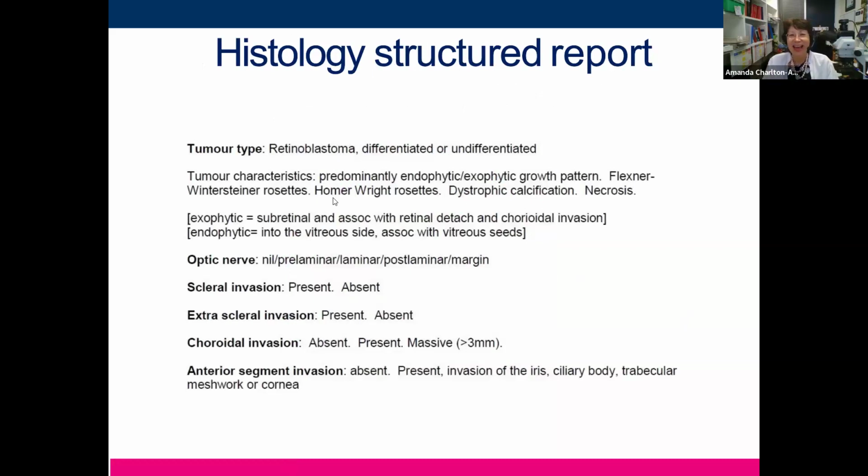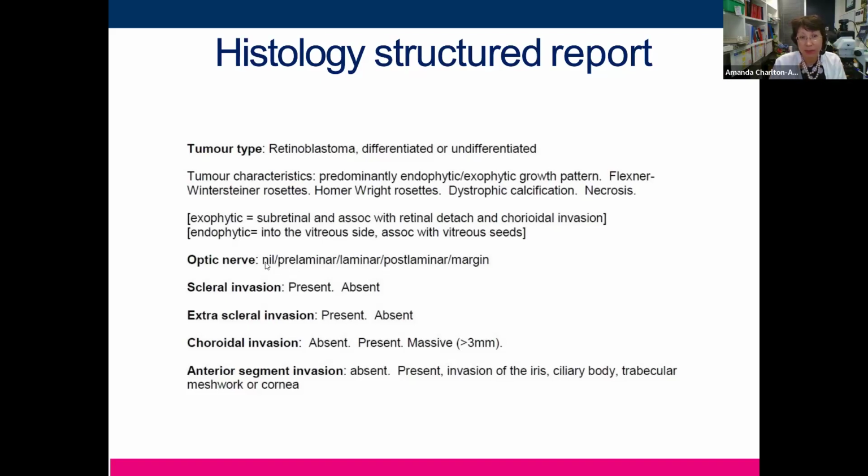Differentiated, I think, is meant to have more Flexner-Wintersteiner and Homer Wright rosettes. If there are no rosettes, then it's undifferentiated. If there are rosettes, it's differentiated. It doesn't make a prognostic difference. I don't actually put it in anymore.